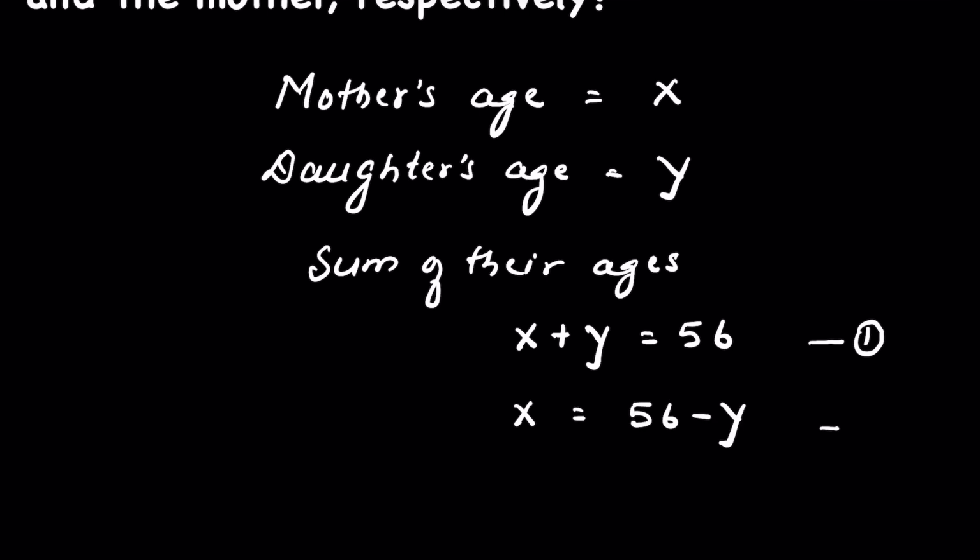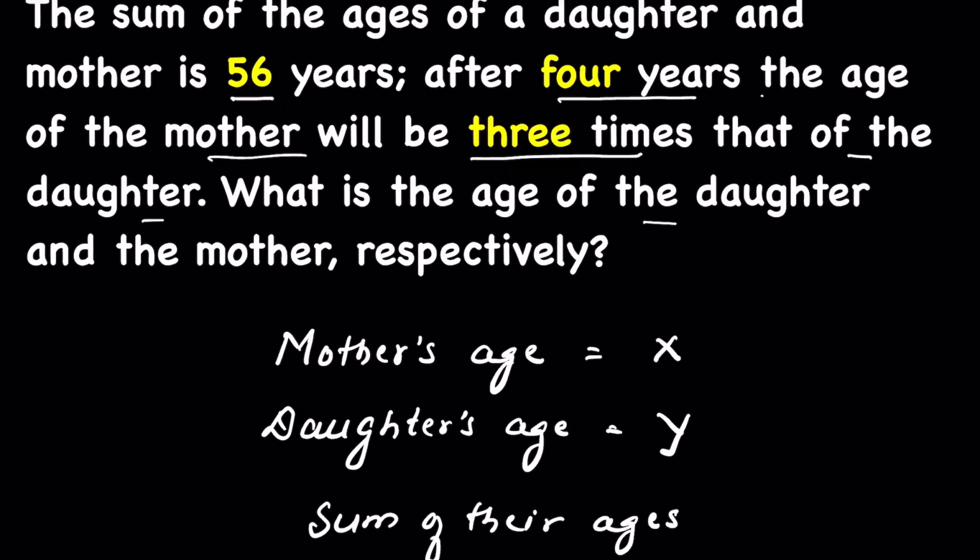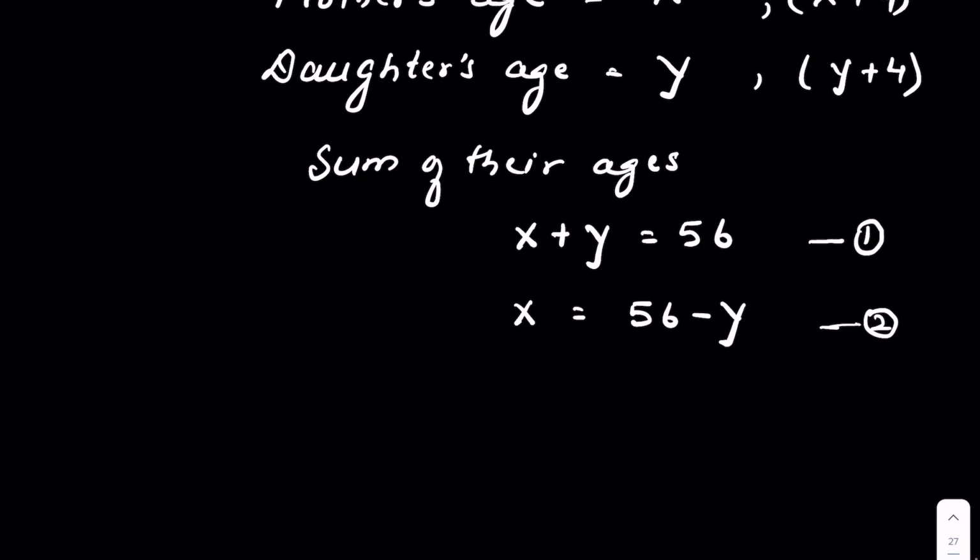Let us consider our equation 2. Now it says after 4 years the age of the mother will be 3 times that of the daughter. So after 4 years, the age of the mother will be X plus 4 and the age of the daughter will be Y plus 4. And as per this question, after 4 years the age of the mother, X plus 4, is equal to 3 times the age of the daughter.